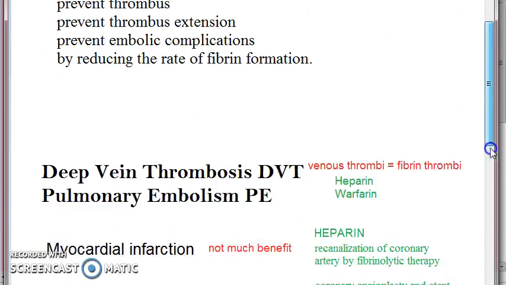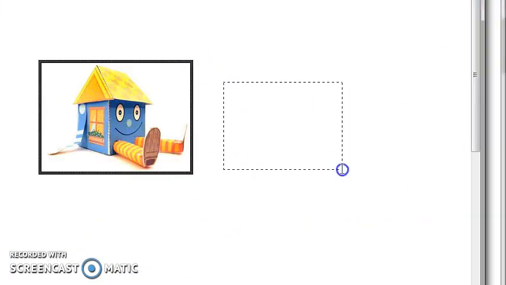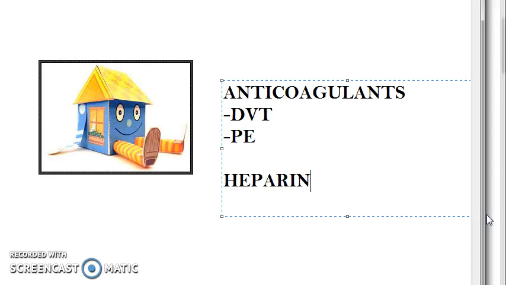Did you understand the uses of anticoagulants? One take-home message from this video is: anticoagulants are used in deep vein thrombosis, pulmonary embolism, and mainly you will use heparin everywhere except in rheumatic heart disease, atrial fibrillation, where you will use warfarin. Always give heparin maintained with warfarin.